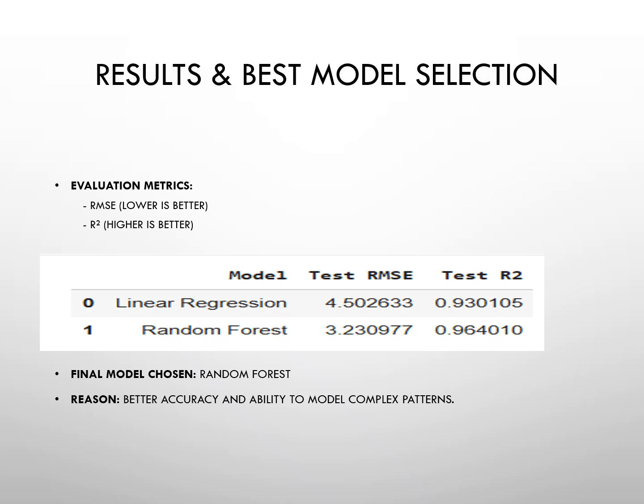If the value is 1, it means it's a perfect prediction. If it is 0.95, it means 95% of the variation is explained by the model. Now the random forest, as you can see in the numbers here, makes smaller prediction errors and explains more variability in the power output. Therefore, it has better accuracy, and that is why the final model chosen is the random forest, which has a higher R square value and lower RMSE value.